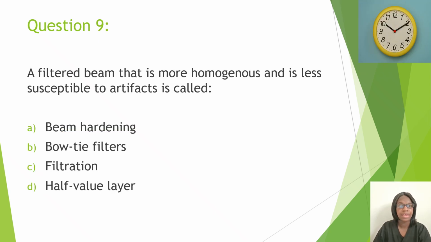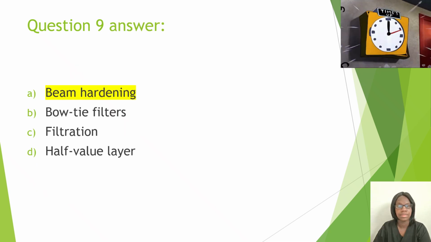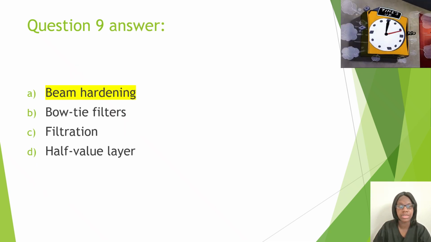Question 9. A filtered beam that is more homogeneous and is less susceptible to artifacts is called beam hardening, bow tie filters, filtration, or half value layer. The correct answer is beam hardening.